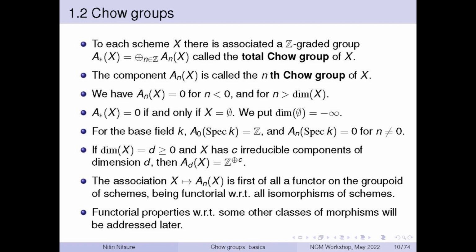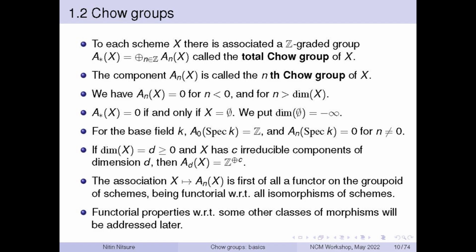Now, all of it is 0 if and only if it's the empty scheme. And so to make it consistent with this line, we can put the dimension to be minus infinity. Adjoin this extra number called minus infinity to your integers.